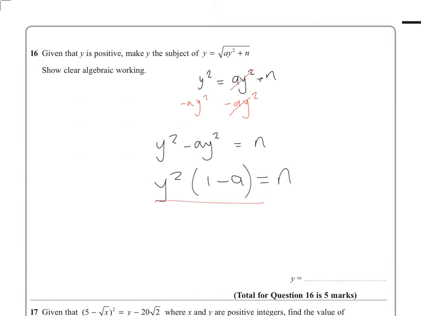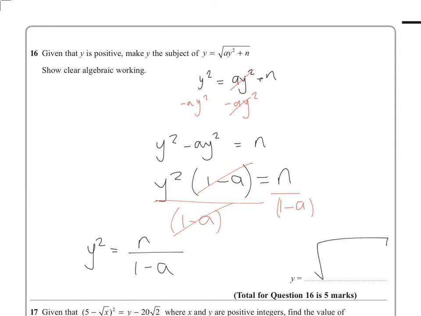Now I'd need to divide by 1 minus a on both sides. Cancel, cancel. So y squared equals n over 1 minus a. Opposite of a square root. So y equals the square root of n over 1 minus a.